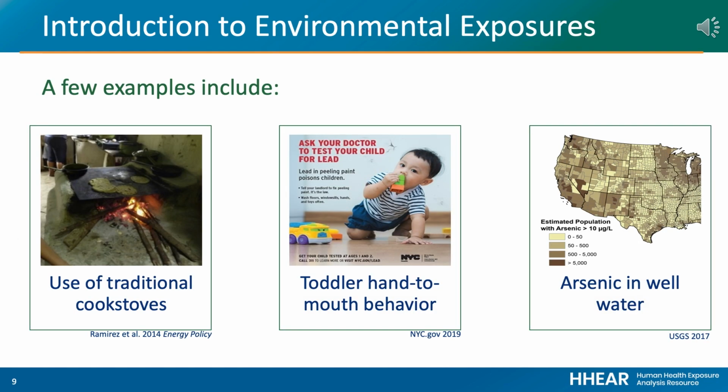A few examples of social and behavioral influences on environmental exposures include populations in locations that use cook stoves for meal preparation that are exposed to the air pollutants from the stove. Young children are more likely to be exposed to dust and soil than adults since they are frequently on the ground and put their hands in their mouths. And communities using well water in areas with naturally high occurring arsenic are likely to have higher levels of arsenic detected in their blood than communities with very low arsenic levels.